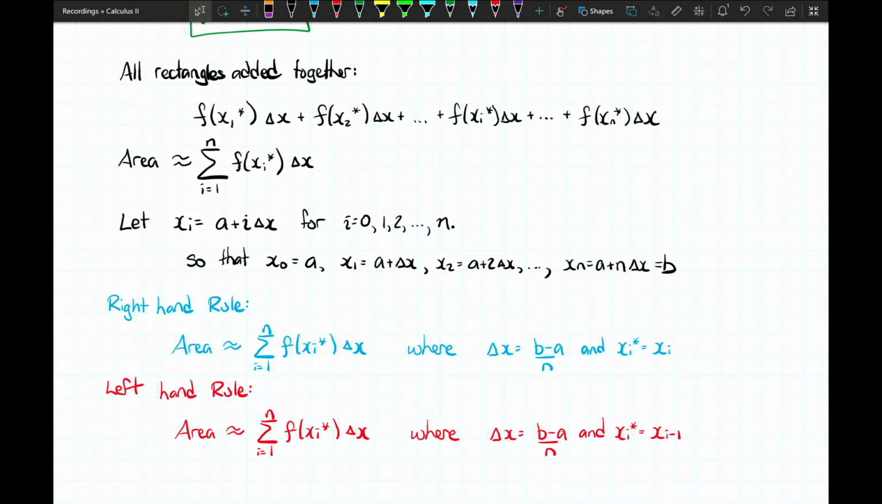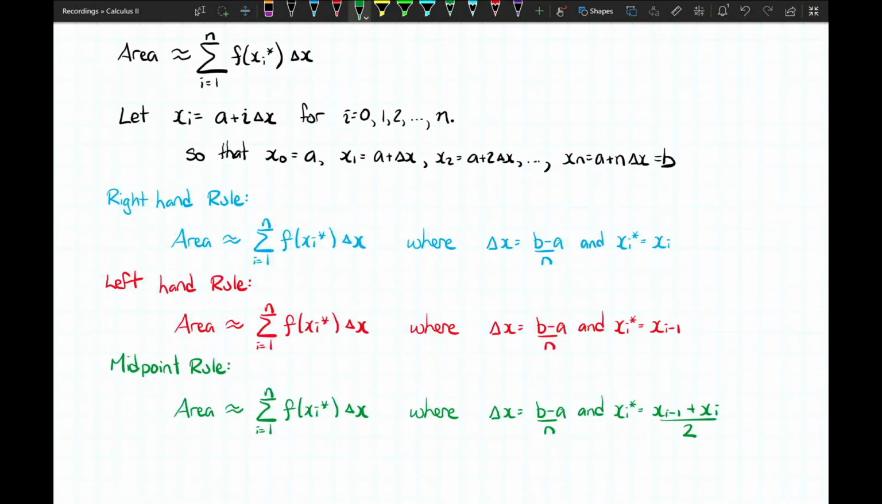And now finally, we have the midpoint rule. And here we use the exact same formulas. The only difference is that our xi star, the choice of x that we use to find heights of each rectangle, is going to be halfway between left and right-hand endpoints. And you can do that by taking the left and right-hand endpoints, adding them together, and dividing by 2 to find the middle. So let's just do a quick example of finding the area under a common function using the three different rules.